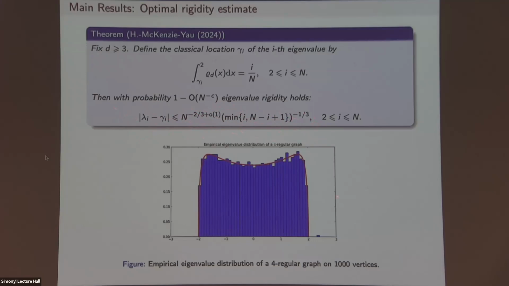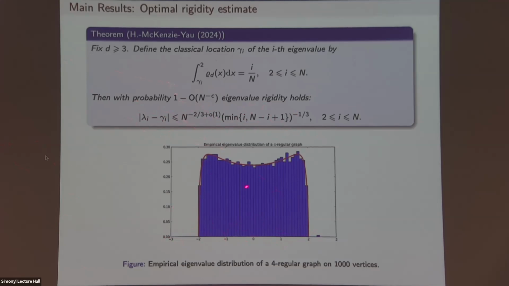Let me help you parse a little bit what this expression tells us. If you look at the extreme eigenvalues, like lambda 2, lambda 3, or lambda n, then i is 2 or 3, or i is n. This second factor is of order 1, so it's a constant you can ignore. Which means those extreme eigenvalues concentrate on the scale n to the minus 2/3.